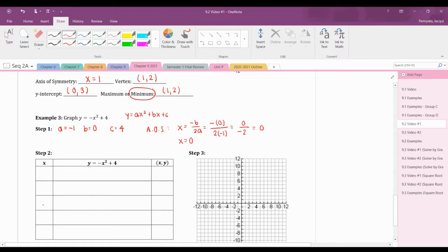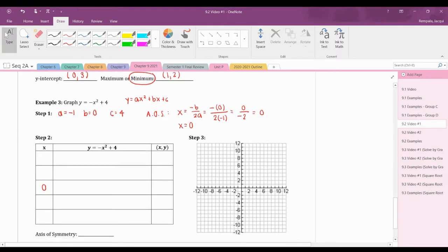So 0 gets to go in the middle of my table. And I need to pick values that are surrounding 0. So to the left would be some negatives. To the right would be some positives. So once again, those are going to be the numbers that are starting off my ordered pairs. So we'll have negative 2, negative 1, 0, 1, and 2.